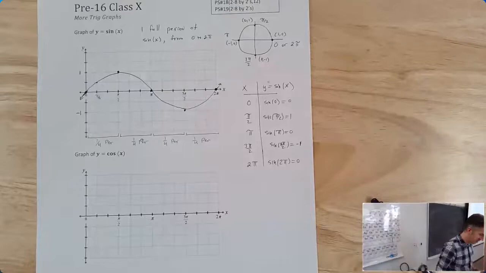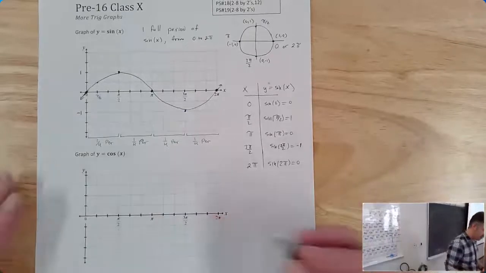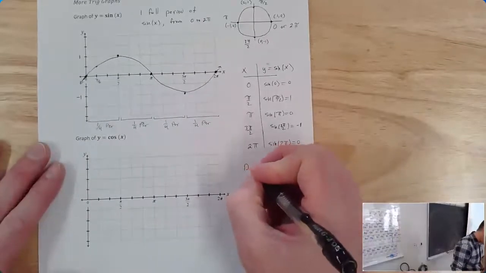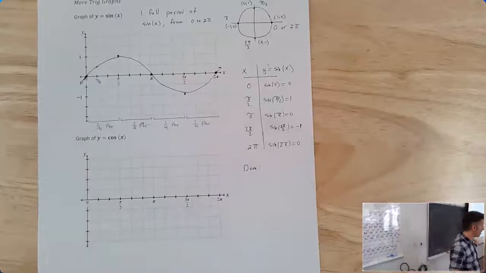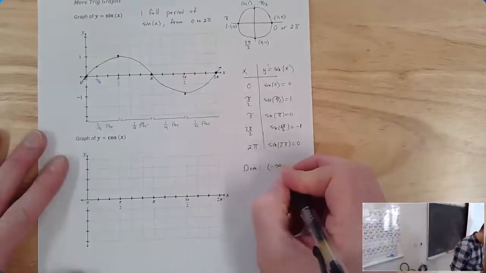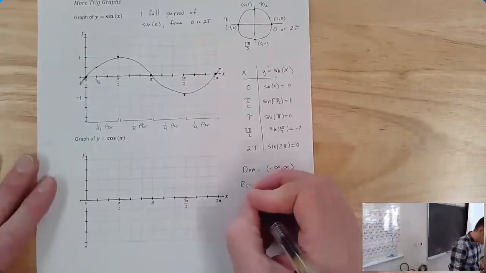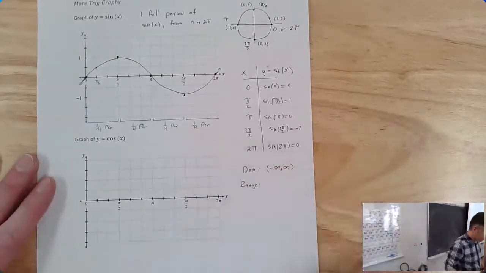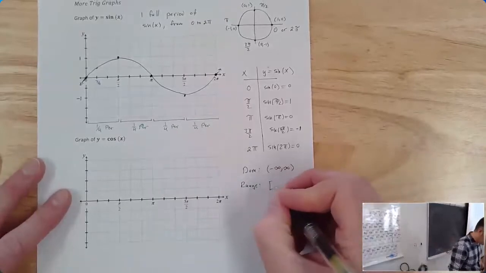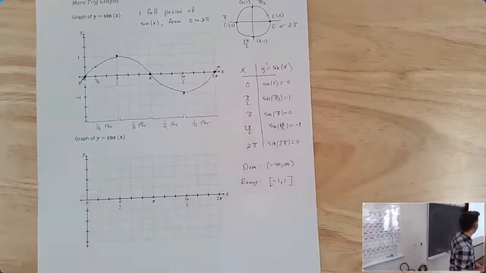Let's see, what else do I want to say here? Not a lot, I guess. I suppose I could say the following. Just good things to know about sine and cosine. The domain is everything. There are no domain restrictions. You can take sine or cosine of any value. The range, on the other hand, is very limited. The biggest sine can ever be is 1. The smallest is -1.